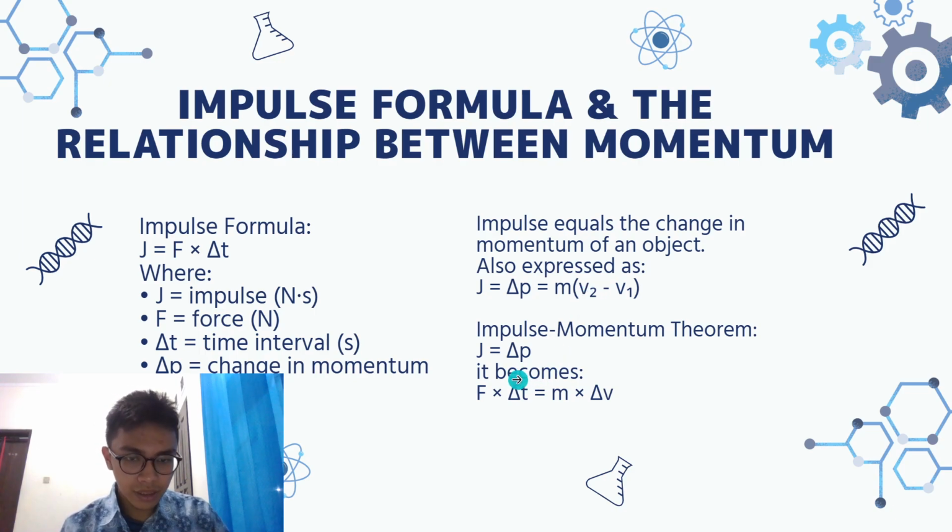It can become J equals m times delta v, and then further J equals m times (v2 minus v1). It can also become F times delta t equals m times delta v. So it's very interesting how both of them correlate.